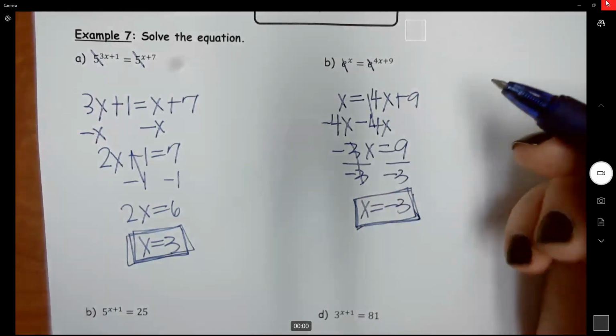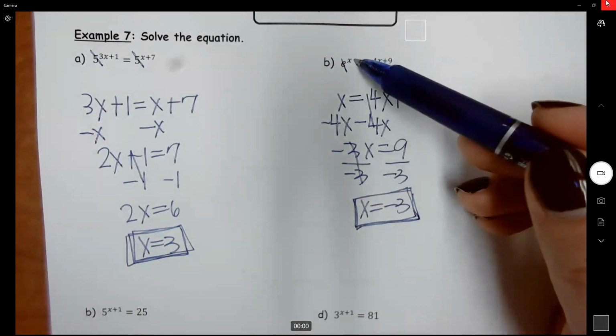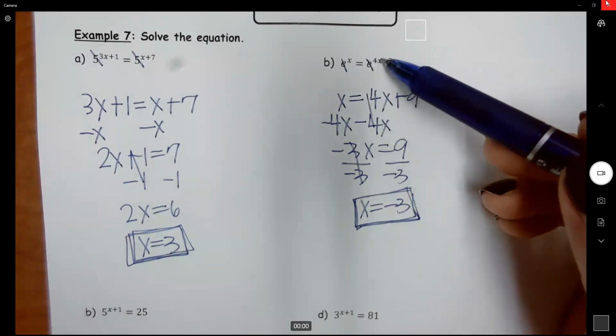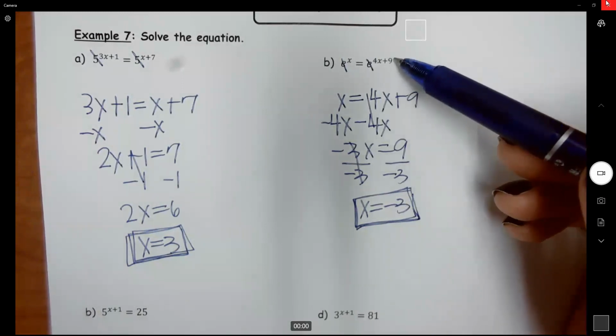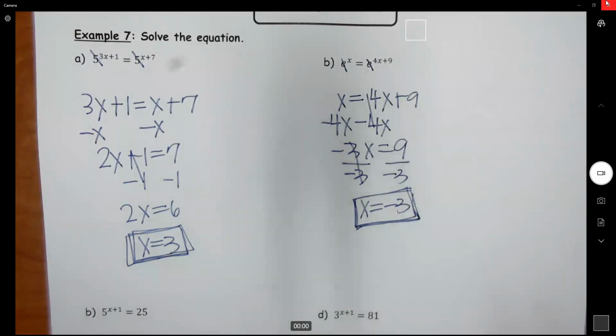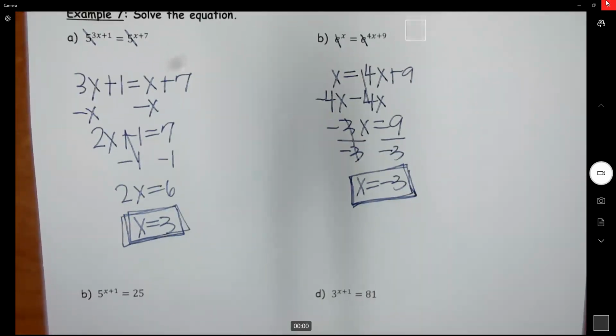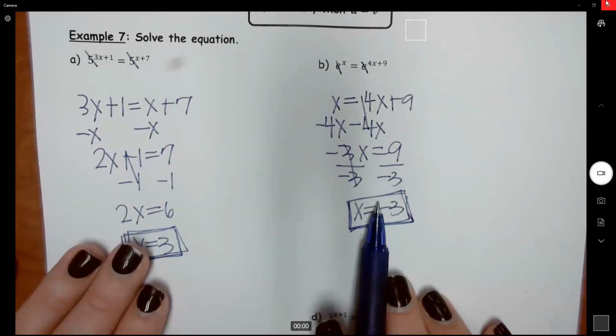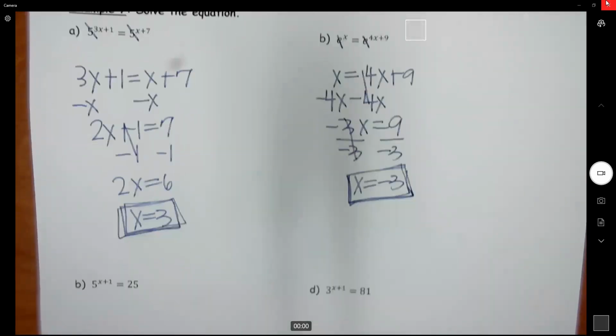And again, you can plug that in and check. If you plug that in here, you get negative 3. If you plug it in here, 4 times negative 3 is negative 12, plus 9 is negative 3. So both sides, you get e to the negative 3 power. Now, these were already set up for us where the bases were already equivalent. That's not going to be the same for down here.